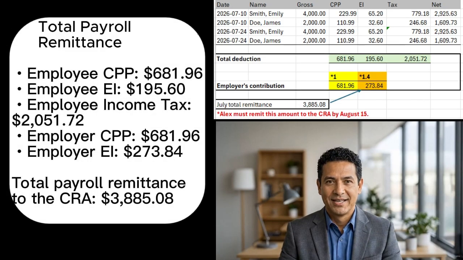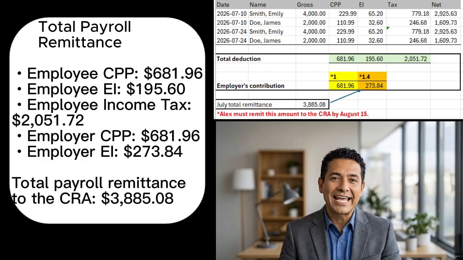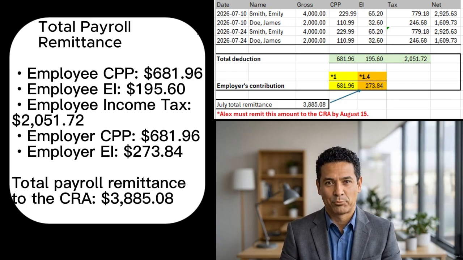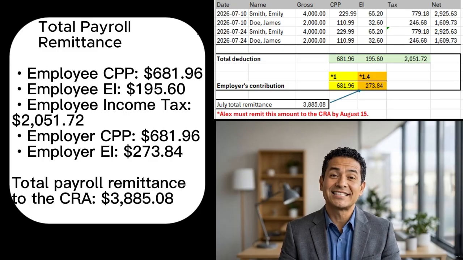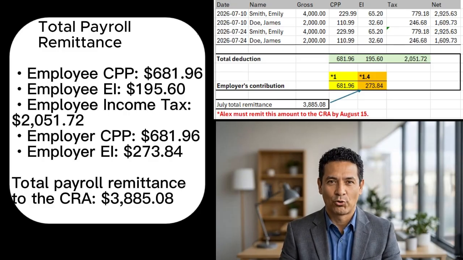Total payroll remittance. Now let's add everything together. The total payroll remittance includes $681.96 in employee CPP contributions, $195.60 in employee EI premiums, $2,051.72 in employee income tax withholdings, $681.96 in employer CPP contributions, and $273.84 in employer EI contributions. This brings the total payroll remittance to the CRA to $3,885.08, which is the amount Alex must remit for July.